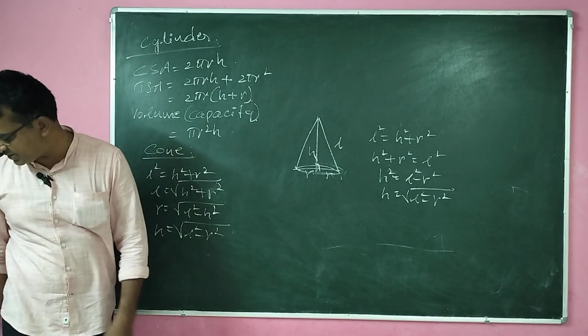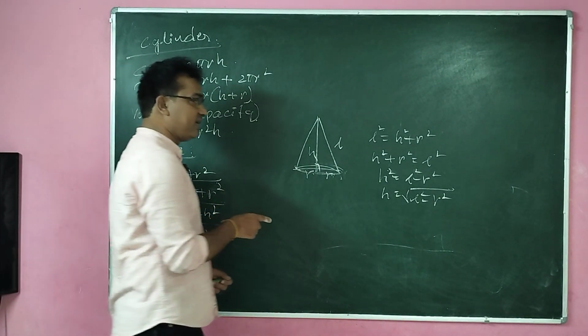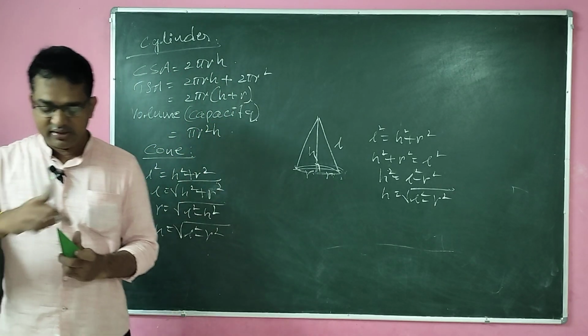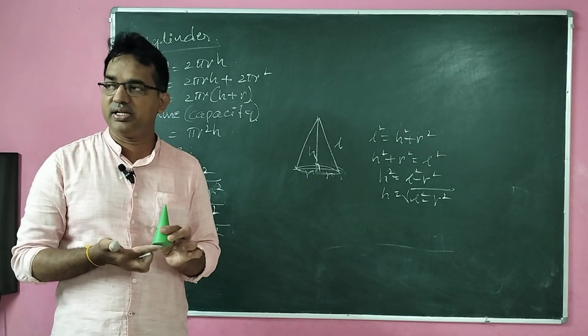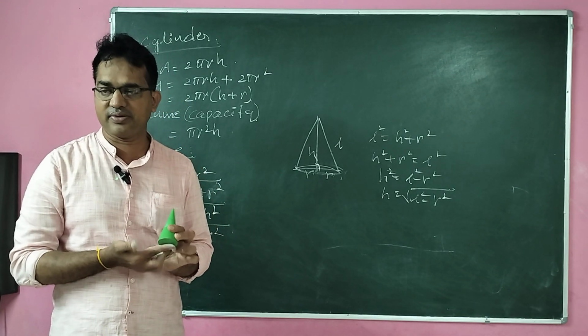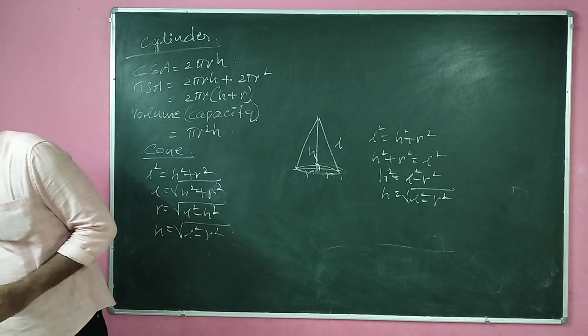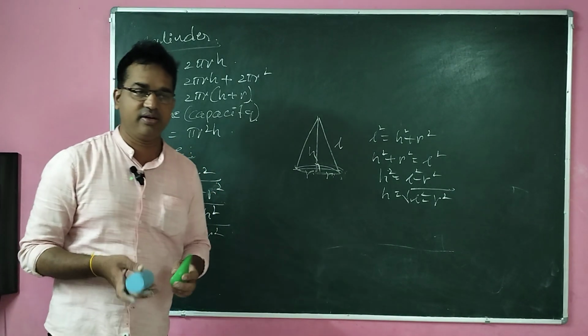Next, when we come to the CSA. CSA means pi RL formula. What will come? Pi RL. Then TSA, CSA pi RL. What is the base actually? Circle. Pi RL plus pi R square. It is TSA.